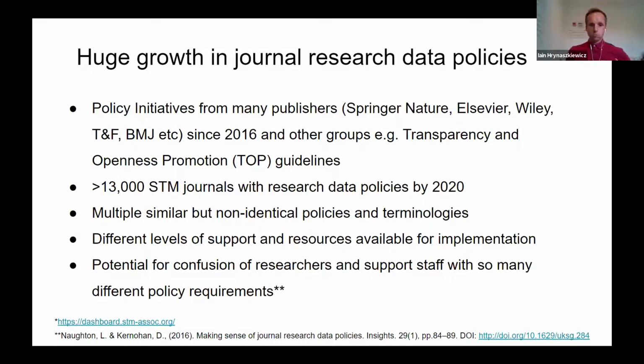policy. So this is all good, generally speaking, for transparent, more trustworthy science and research, but it does create some unintended consequences. We've got multiple similar but different policies and sometimes some terminologies that don't always mean the same thing. We also have different levels of support that's available for different journals and different research communities, which amongst other things can lead to some confusion for researchers and the staff who support and work with researchers with these different policy requirements, not just from publishers, of course, sometimes from funding agencies as well.